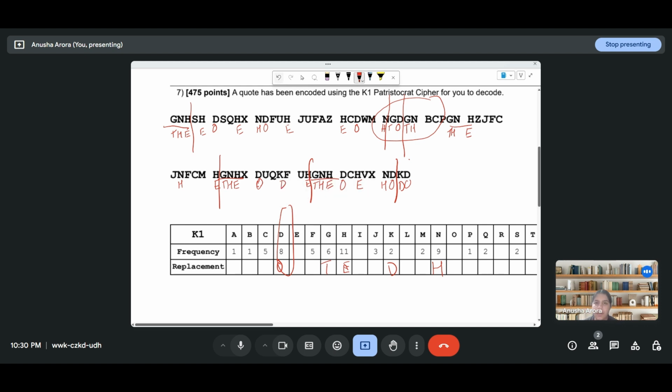So now we have a couple of different viable options here. Now you just have to kind of experiment here. I think that either this is a word or this is a word.